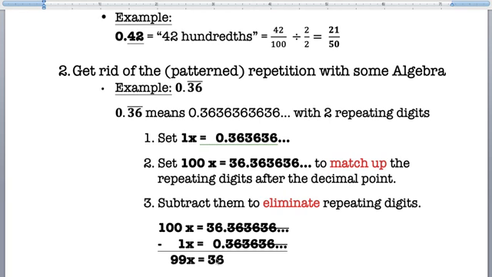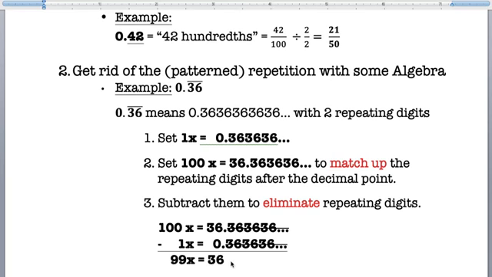Then 36 subtracting 0 is 36. Move the equal sign down. 100x minus 1x leaves you with 99x's. So just like that, we eliminate the repeating digits. But what we had to do is set up another x with the repeating digits.